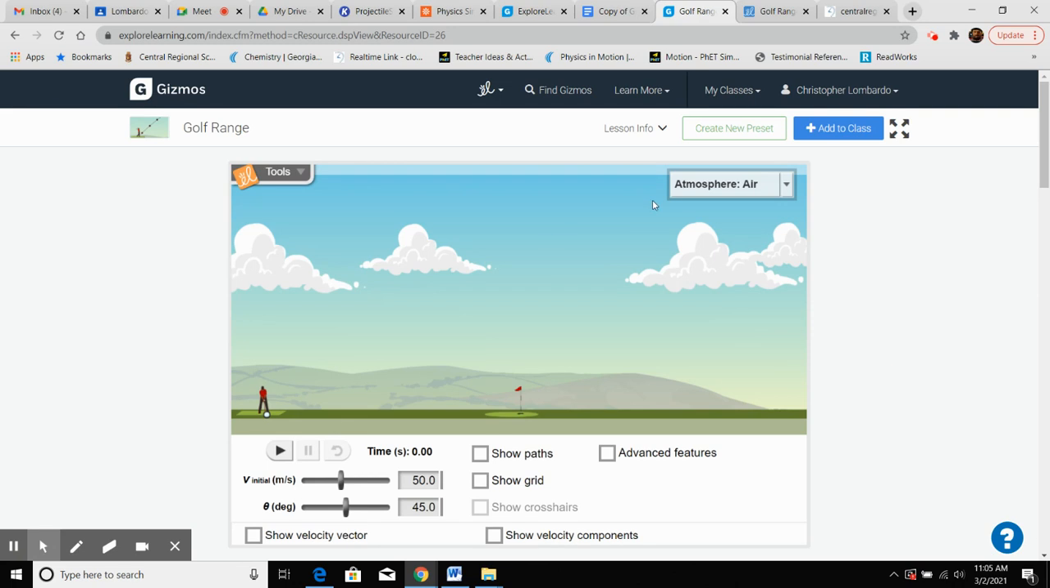All right, so we have a bunch of different things that we can change. We can show paths, we can show grid, we can change our degree of launch, we can change our initial velocity of our launch. And we can then also change our atmosphere from air to none or no atmosphere, which would basically be like a vacuum.